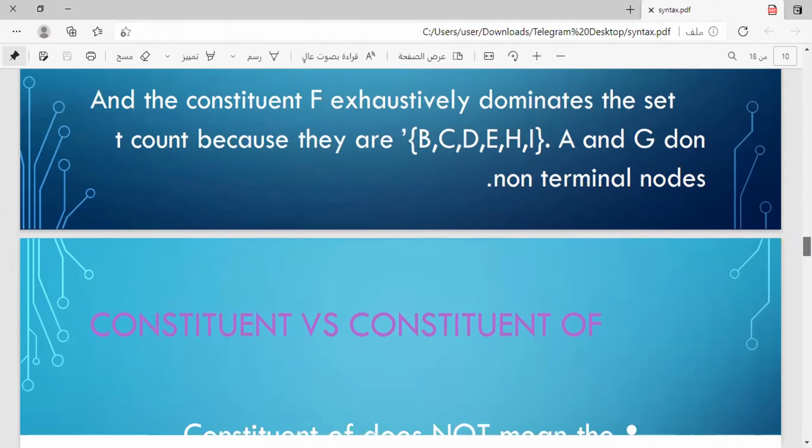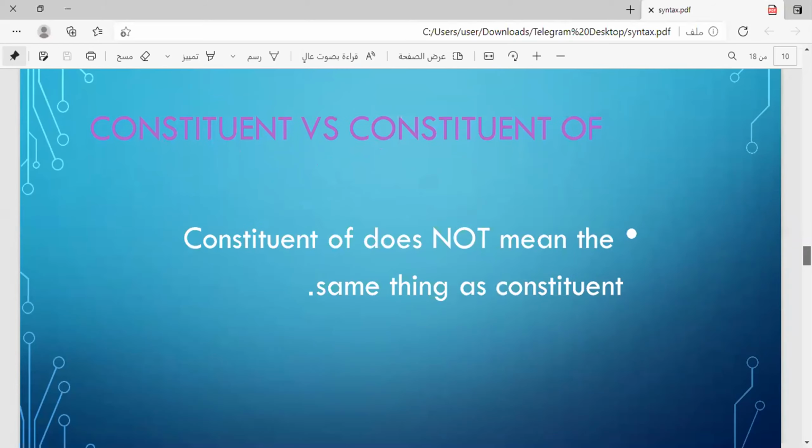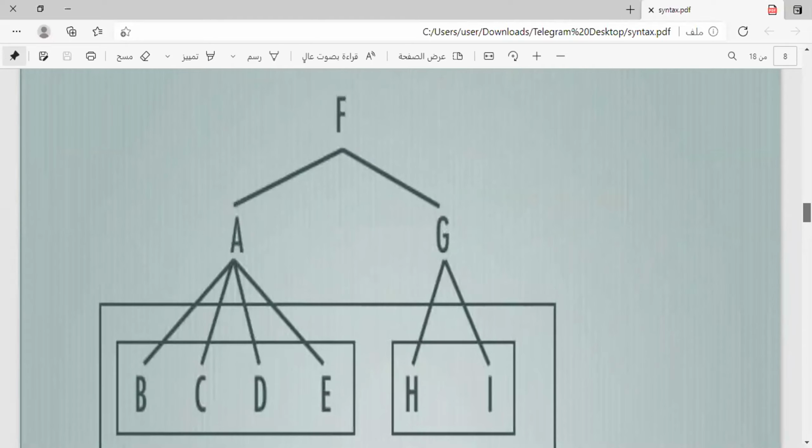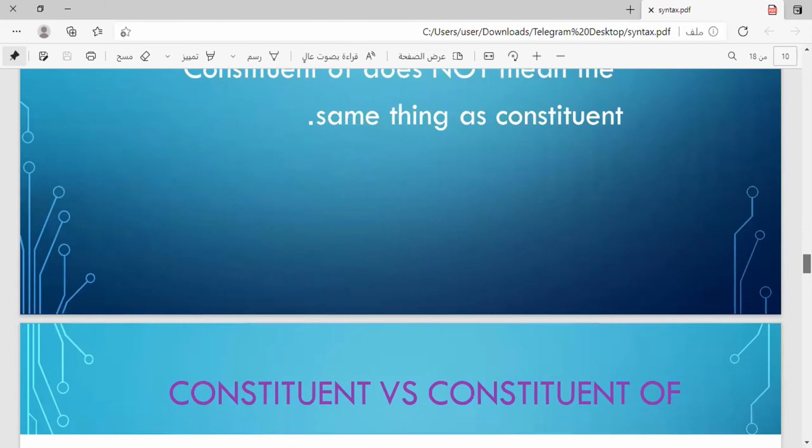Yes. So F exhaustively dominates. So, Bushra, can you go quickly to the previous tree, the last tree. So, yes, we can say F here exhaustively dominates B, C, D, E, H, and I. Can we say that this is one constituent and they are all dominated by a particular node? But A and G are not included. Why? Because A and G are not terminal nodes. They are non-terminal nodes. And the constituent, we said, is a set of terminal nodes exhaustively dominated by a particular node.